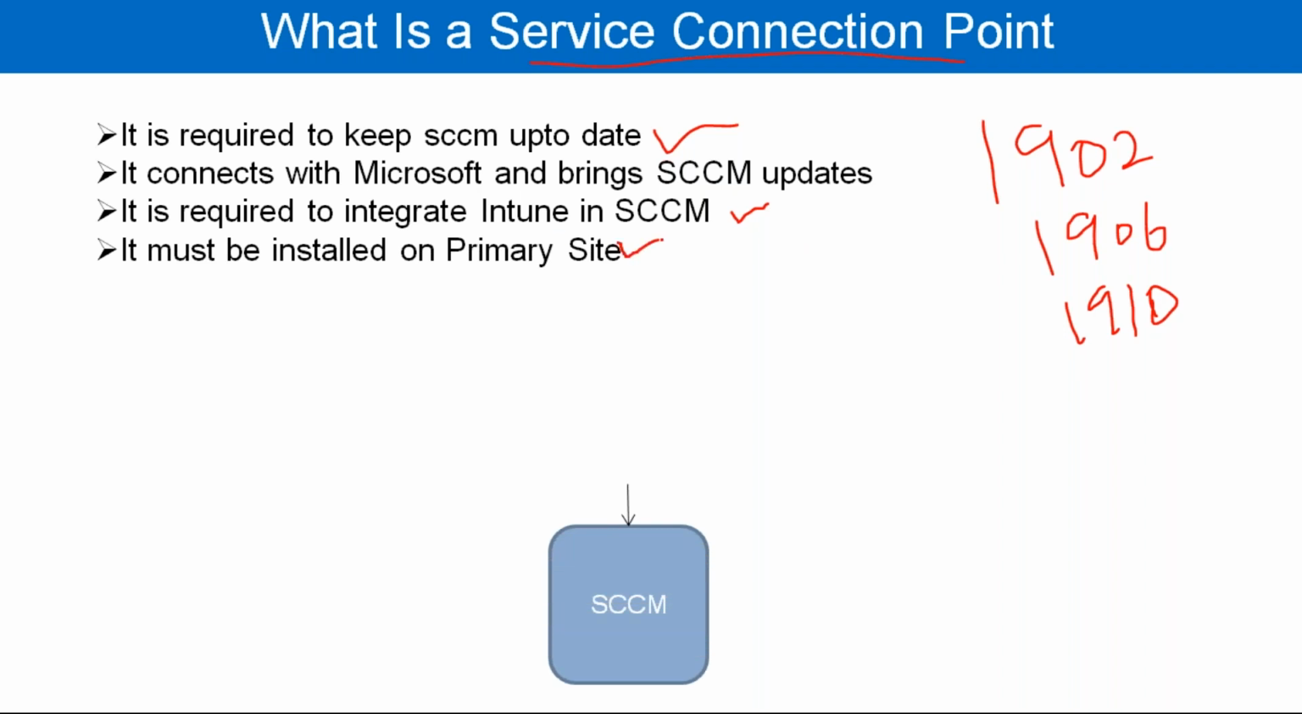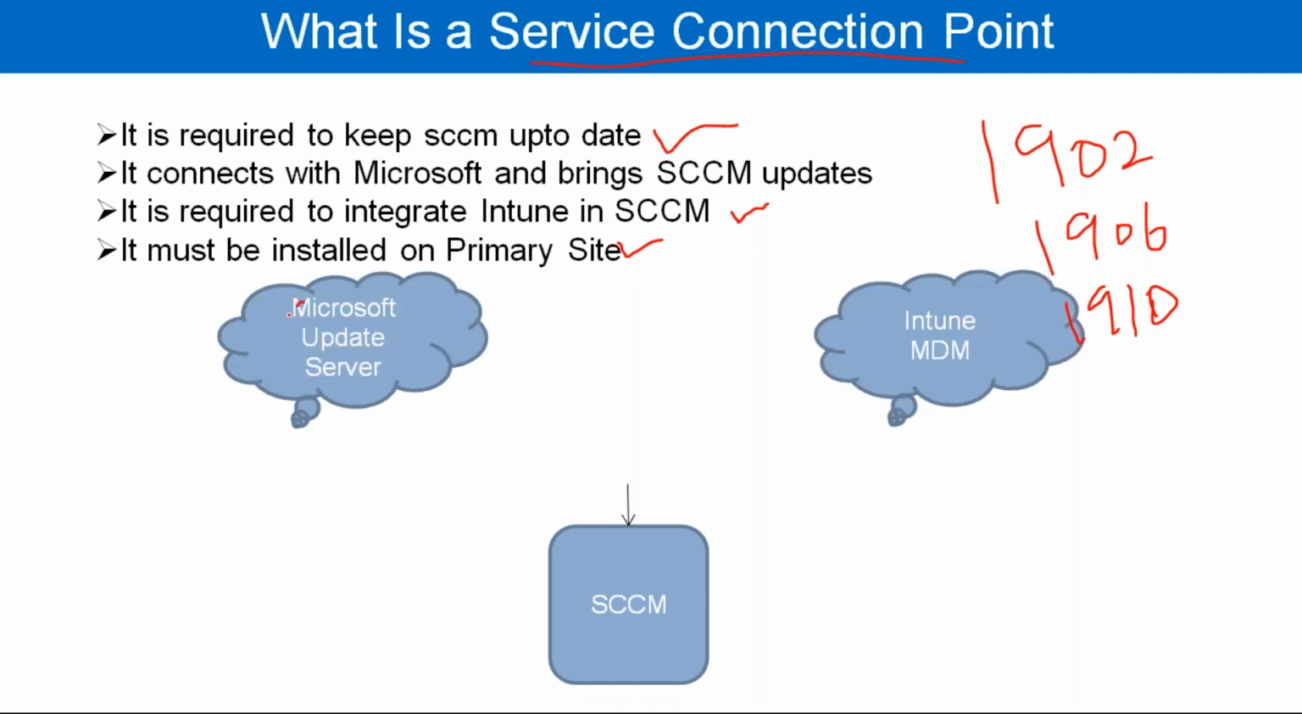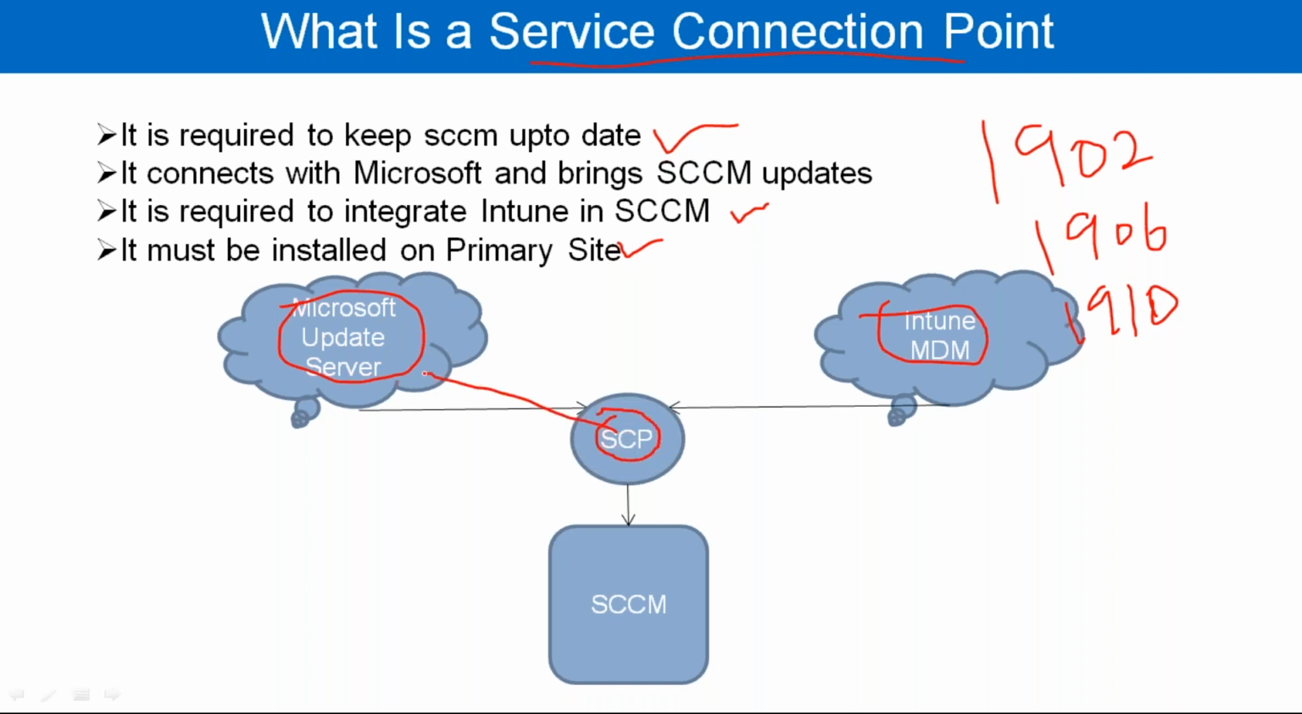It can only be installed on primary. You cannot install on secondary side or central administration side. It can only be installed on primary side server. So you have Microsoft Update Server and Microsoft Intune. So to integrate Intune and to keep SCCM updated, you need service connection point. So service connection point will talk to Microsoft Update Server and will update SCCM. And to integrate Intune in SCCM, you need service connection point.